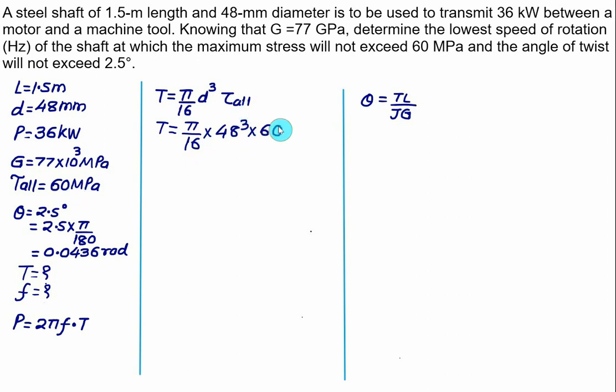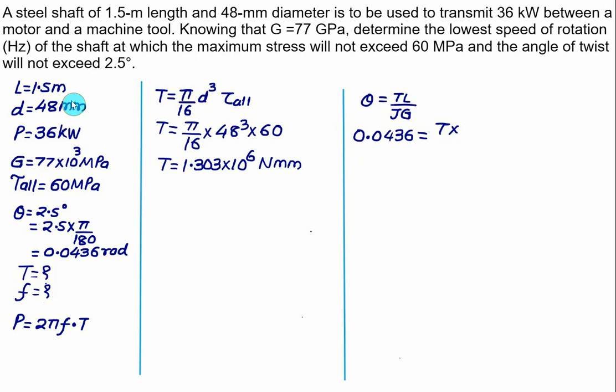This answer will come in Newton mm. So one value of torque you will get from this equation is 1.303 into 10 to the power 6 Newton mm. Now similarly we can use the twist theta equal to TL by Jg. We know theta, which is to be used in radian, is equal to 0.0436, equal to torque T.